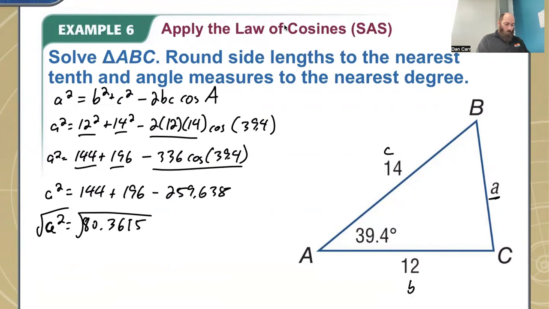Now I could square root both sides there. My A value comes out to 8 point, and we want to round to the nearest tenth. So it's 8.96, so it's actually going to be 9.0. Okay, so it actually came out as 8.96. Okay, so that's my A value.